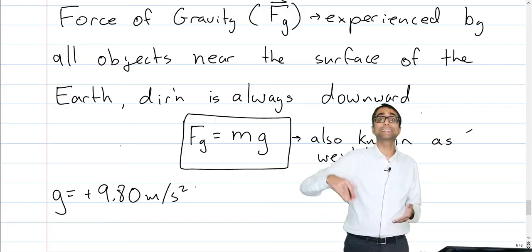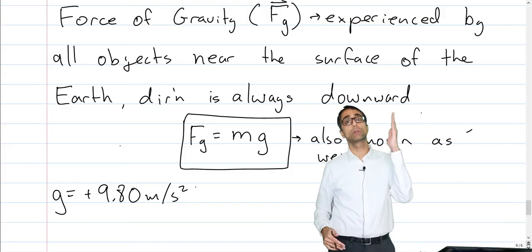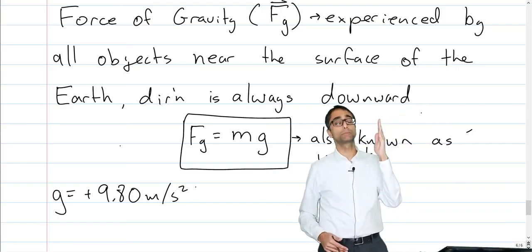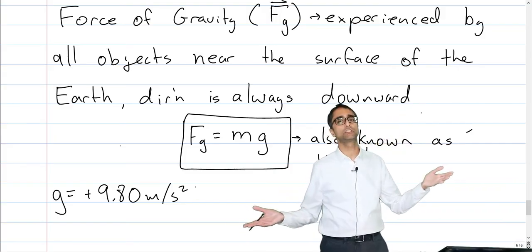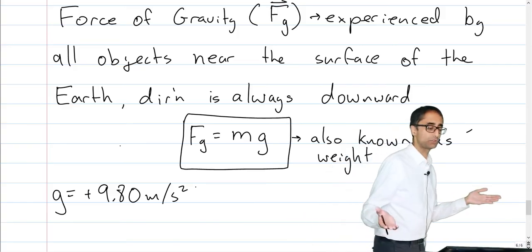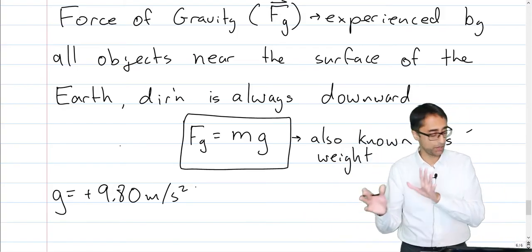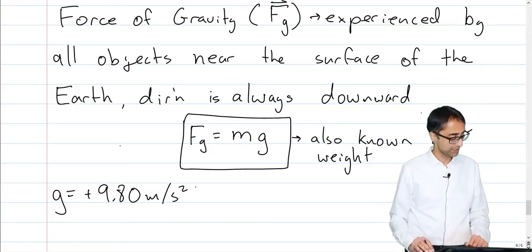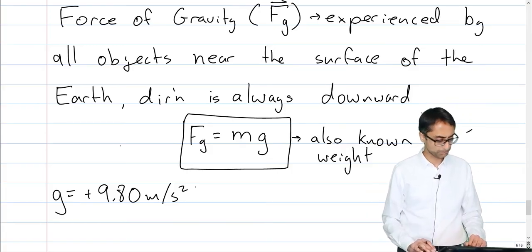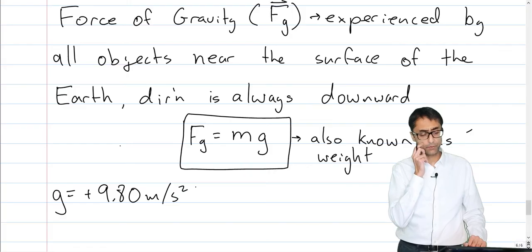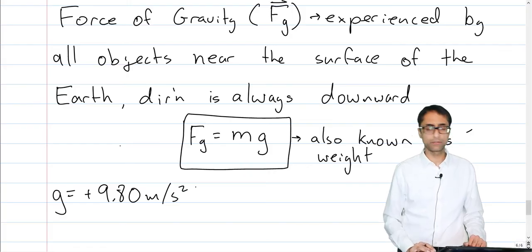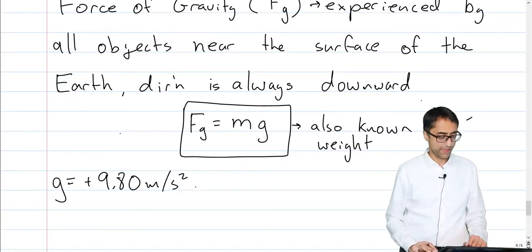The direction is downwards. Now, if you set your direction of your axis upwards positive, then clearly Fg is going to be equal to a negative value. But g itself is positive. Don't make that mistake, otherwise you'll end up doing two negatives. So that's it for the force of gravity, and we will use it in almost every problem that we do.